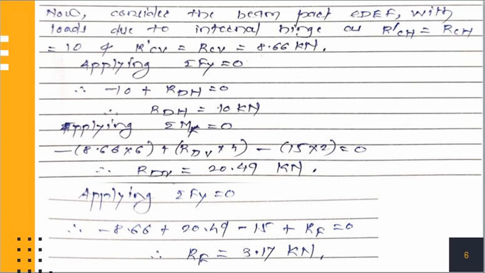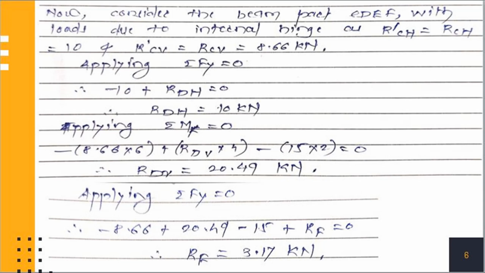Now taking moment about point F and applying condition of equilibrium, that is applying summation of moment of all the forces about point F is equal to 0. Here 8.66 kilonewton will rotate in anti-clockwise direction, and perpendicular distance of that force about point F is 6. Therefore, total moment is equal to minus 8.66 multiplied by 6.